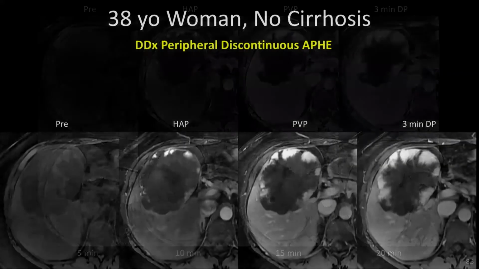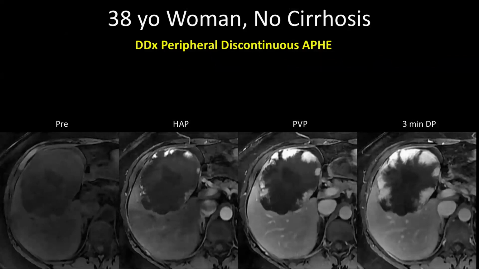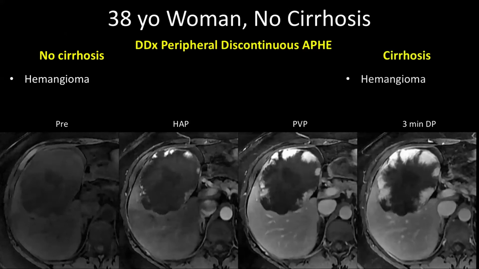Okay, so what is this particular lesion? What is the differential diagnosis for this particular pattern? Well, if the patient has no cirrhosis, the differential diagnosis is hemangioma, slow fill venous malformation. And if the patient has cirrhosis, the differential diagnosis is hemangioma, more correctly known as a slow fill venous malformation. So notice now, there's no differential diagnosis. Doesn't matter whether you have cirrhosis or you don't, whether you want to call it a hemangioma or a slow fill venous malformation: benign, benign, benign, benign, benign.